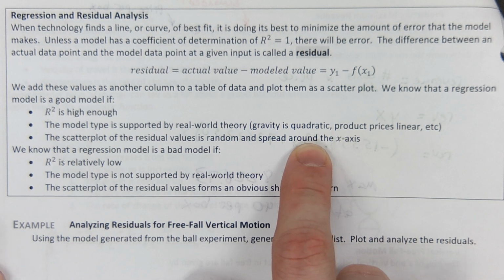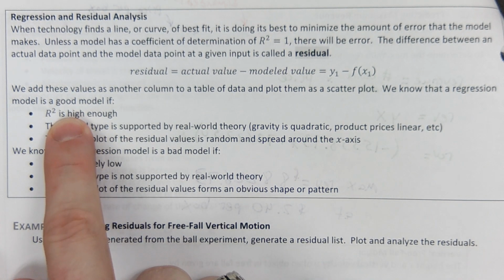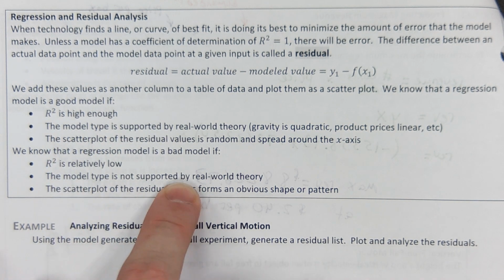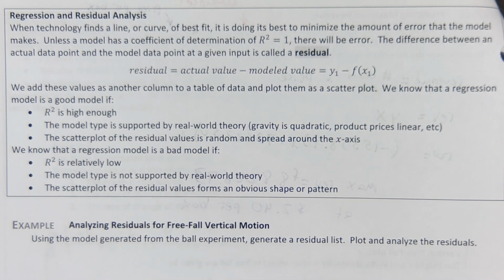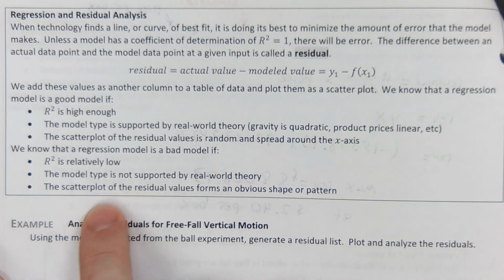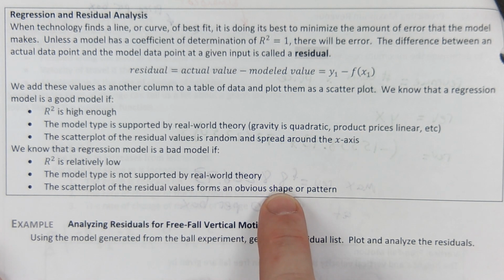So a bad model would have an R value that's close to 0, which means an R squared value close to 0. If it's not supported by real-world theory, like if you found out that gravity was 0.2, we're like, well, no, it's not. Maybe this was done on the moon or something like that. Or, the new one, if you were to create a scatter plot with your residual values around the x-axis, and they create an obvious shape or pattern, then that's a bad model. And you'll see that happen in the notes here in a minute.